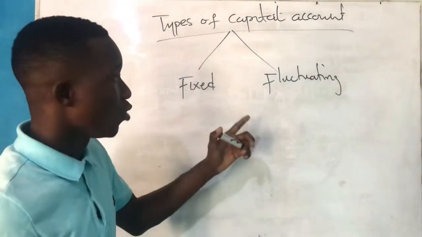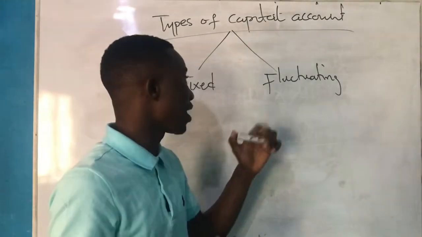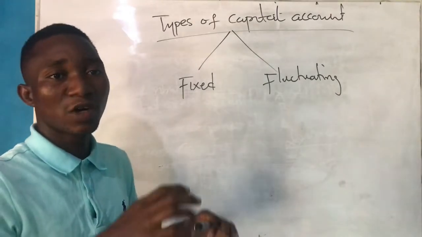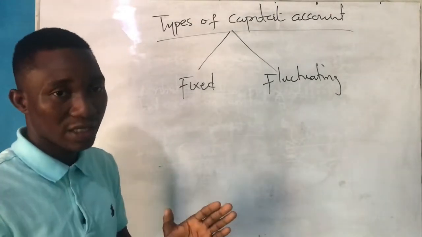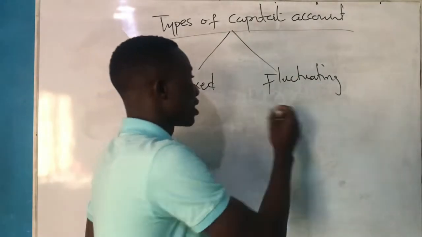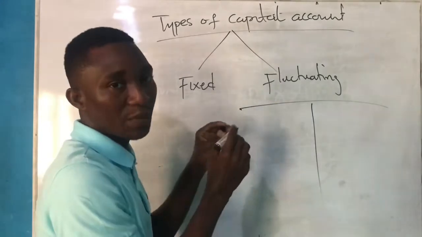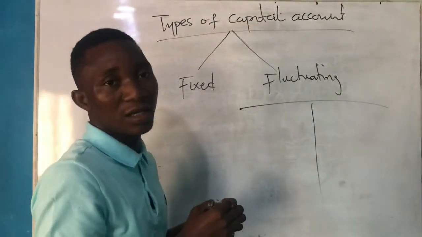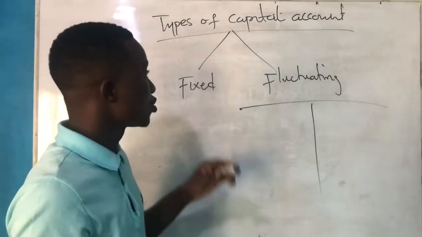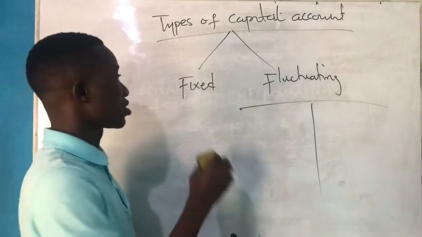However, there will be a case that you may also meet, where you may be required to prepare a fluctuating capital account. A fluctuating capital account is the combination of the capital account and the current account. Here, we record the initial capital contribution and all adjustments on capital will be made over here. That is why I said it is the combination of the two accounts. Is that okay? So let's look at the format or how we prepare the current account.